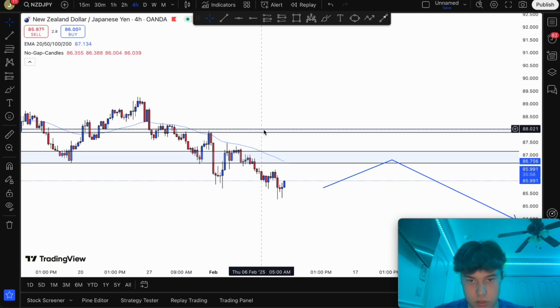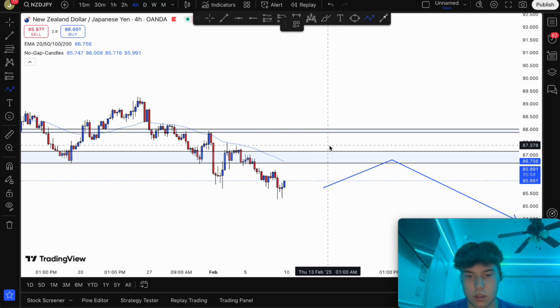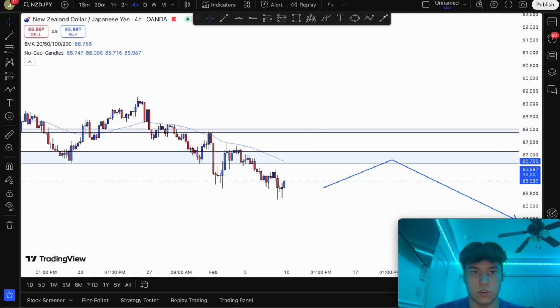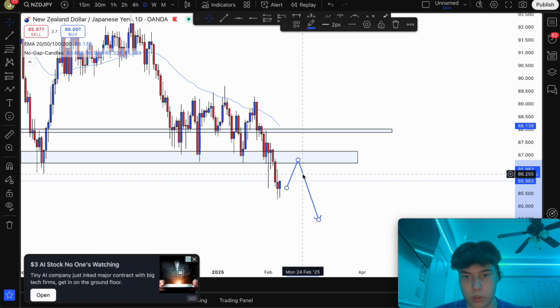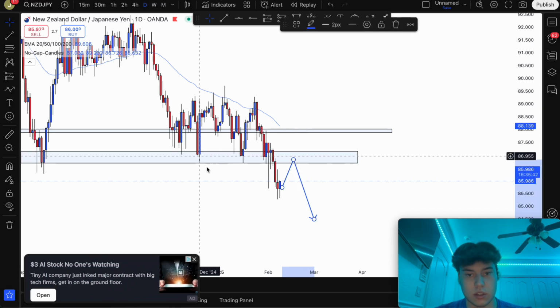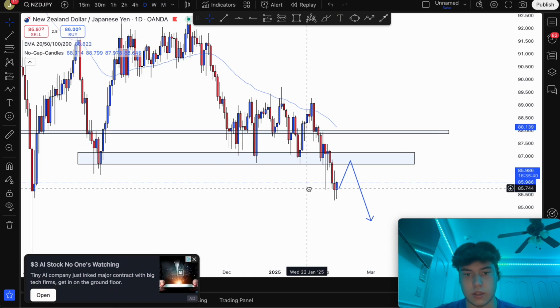4 hour is also bearish, but it will probably end up being bullish once it reaches that area of interest. But it doesn't matter as long as we have 2 time frames in sync. So if the daily and the weekly are bearish, we're good. I'm expecting price to come to this area of interest and close and then take the trade.